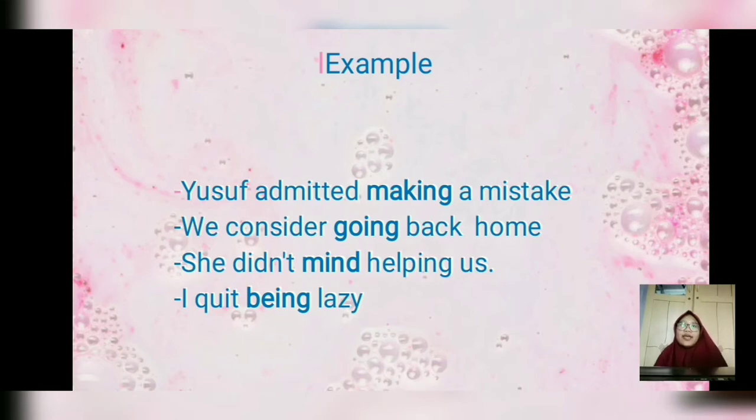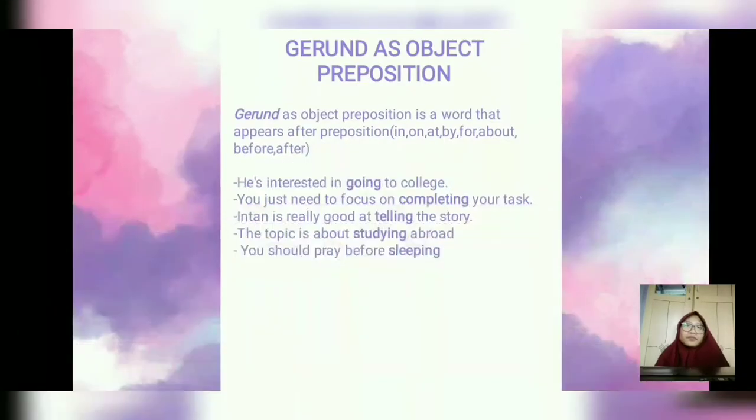So guys, in this case, admit refers to a certain verb followed by a gerund, and making is the gerund, where the word making appears after the certain verb. And the same thing happens in the second example, third example, and the last example. The gerund for the second example is going, for the third example is mind, and the last one is being. Okay, maybe all of you understand what gerund as an object is.